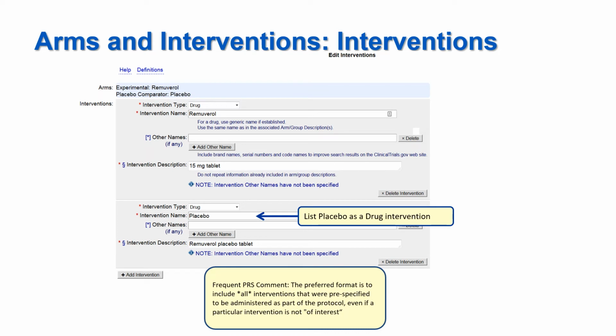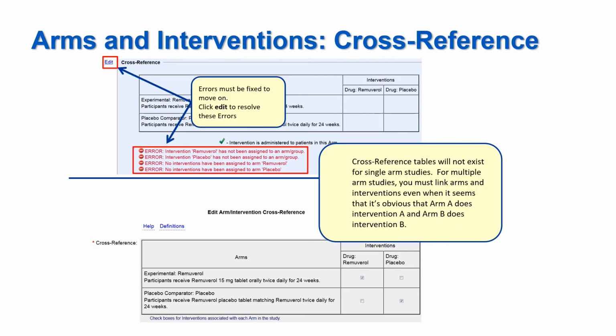Studies using multiple doses of the same drug can list the drug as one intervention. The doses should then be listed as separate arms, including placebo. For example, a 15 milligram tablet of the drug of interest and a tablet of placebo. On the Edit Arm Intervention Cross-Reference screen, select the appropriate checkboxes to indicate which interventions are associated with each arm in the study. Note that cross-reference tables will not exist for single-arm studies.